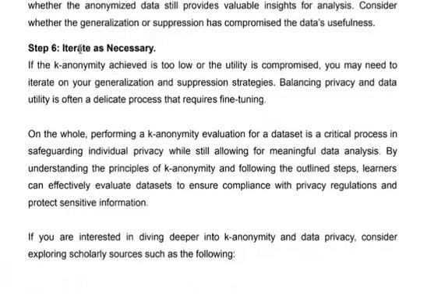Step 6. Iterate as necessary. If the k-Anonymity achieved is too low or the utility is compromised, you may need to iterate on your generalization and suppression strategies. Balancing privacy and data utility is often a delicate process that requires fine-tuning.